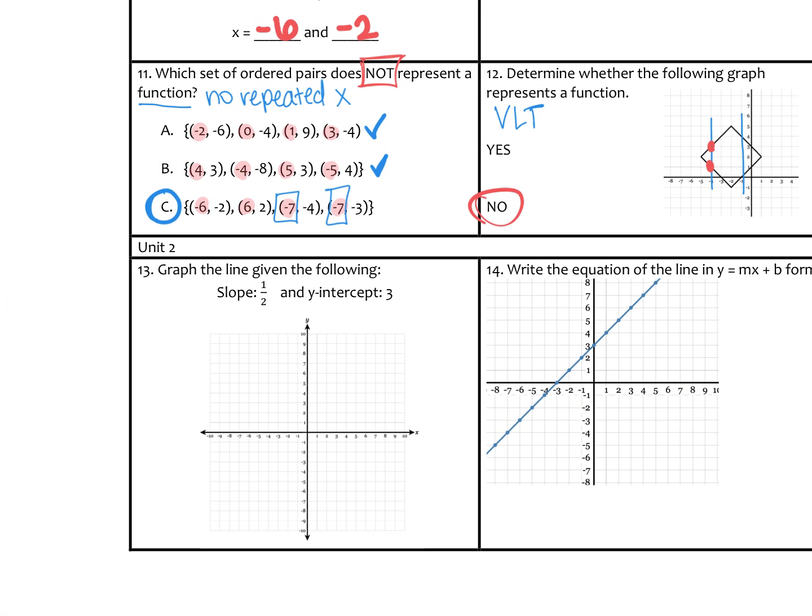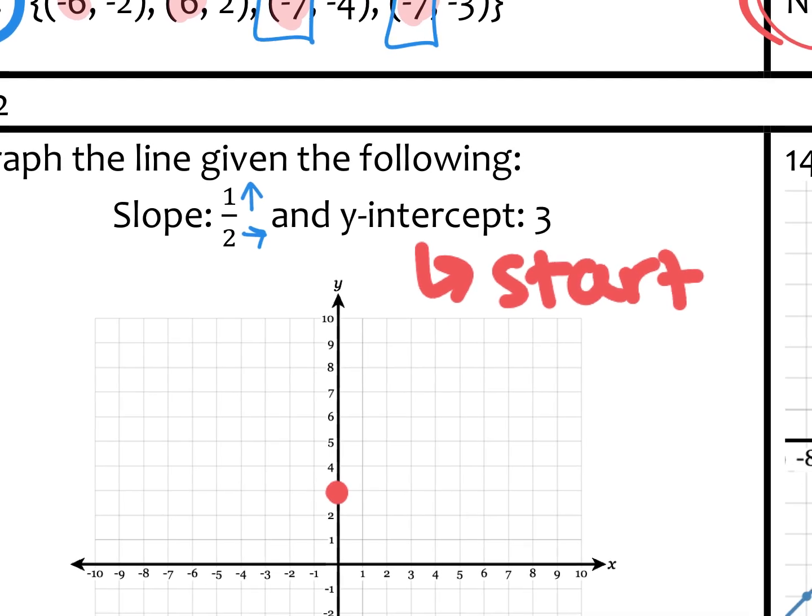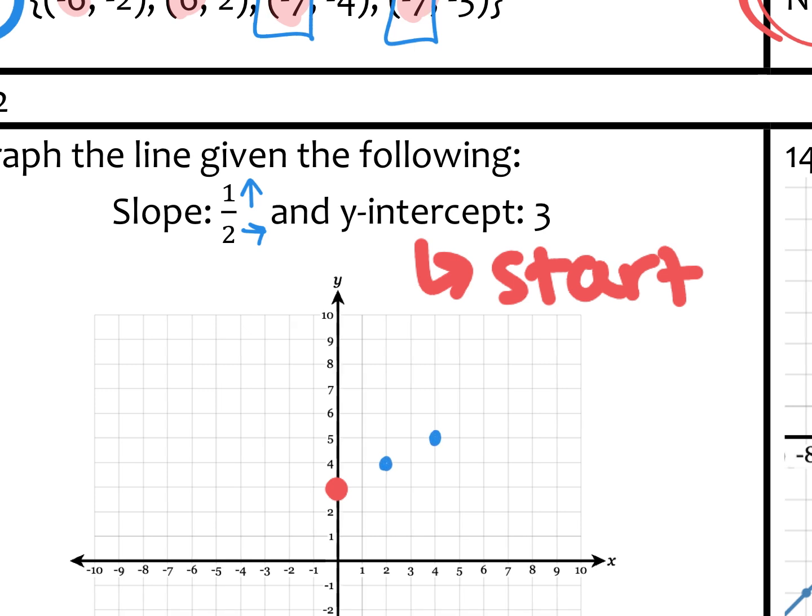All right, starting unit 2, graph the line given the following. Okay, so y-intercept, remember, was our start. So y-intercept of 3 is my start value. If a slope is 1/2, I would go up 1 because it's positive, right 2 because it's positive. So up 1, right 2, here's my second dot. I'm going to make a couple here just because.